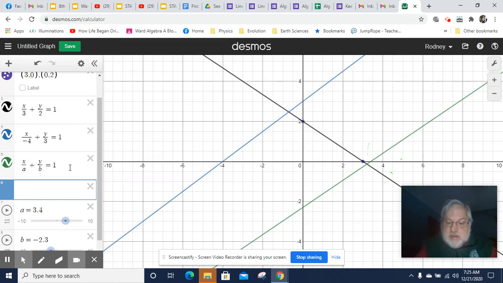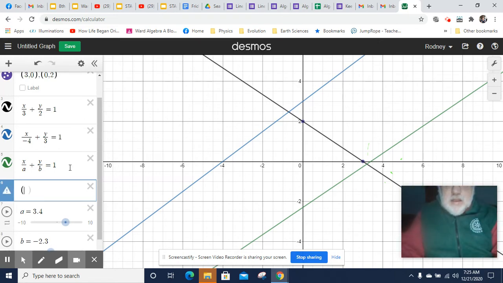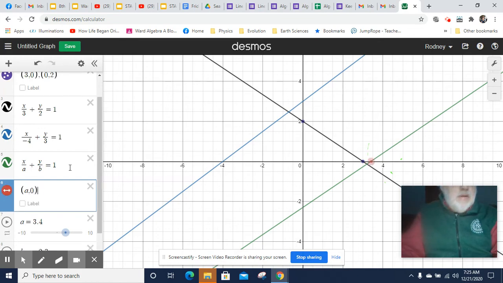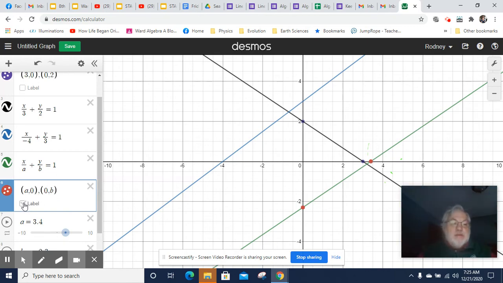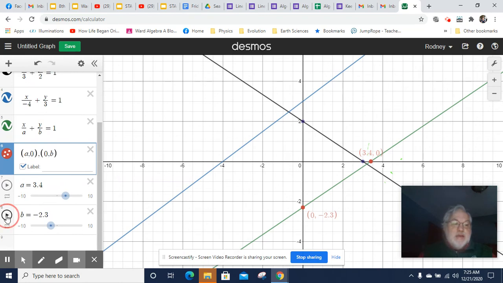I'll make a point that is a comma 0, and another point that's 0 comma b. So I've created an x-intercept at a and a y-intercept at b. So I'll even put that down there. And now we'll press play and see what happens with that line.